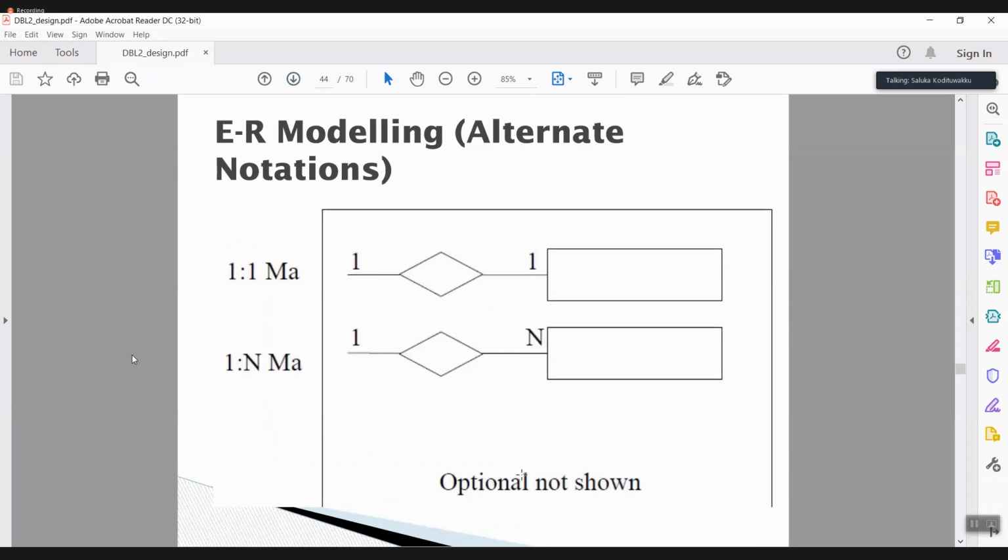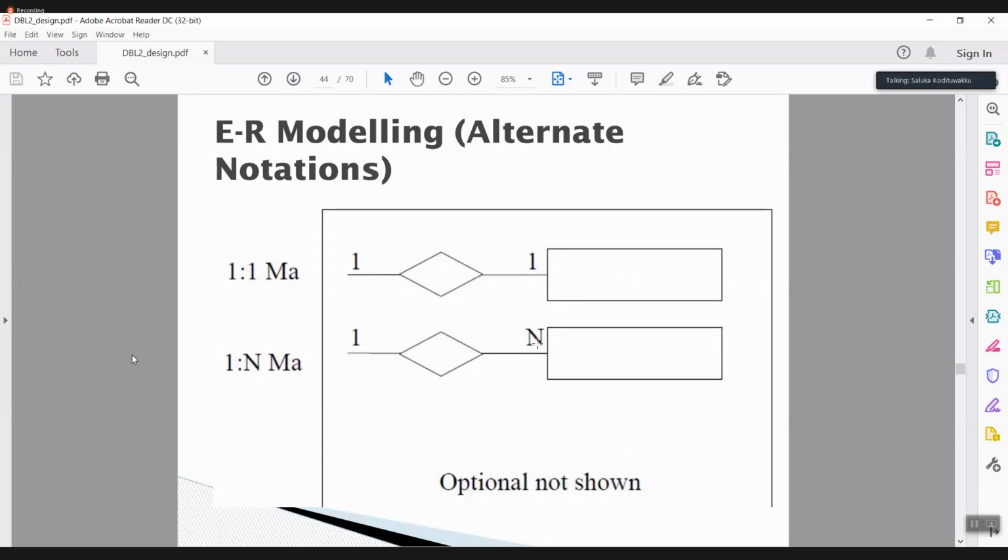And this is an alternative notation. If it is a 1 to many, we use a number. This is the commonly used one. If the two entities are associated 1 to 1, on both sides we put 1 and 1. If it is 1 to many, on the one side we put 1, and on the other side we usually put an uppercase character. And in this notation, optional is not shown.